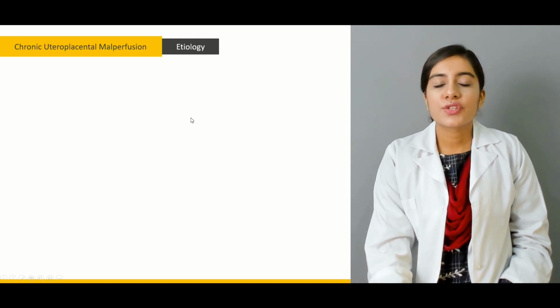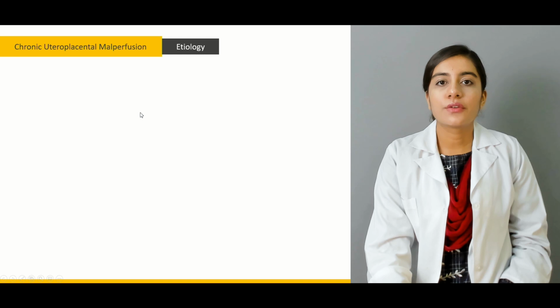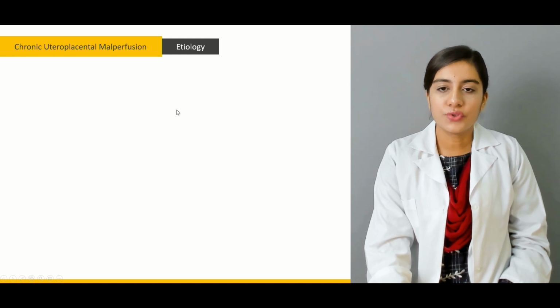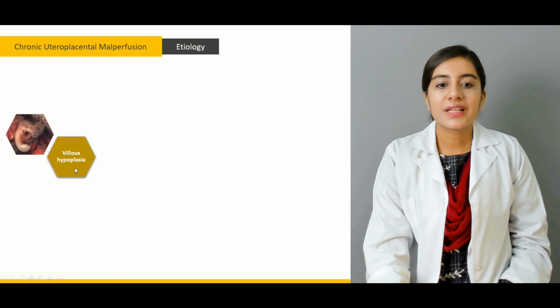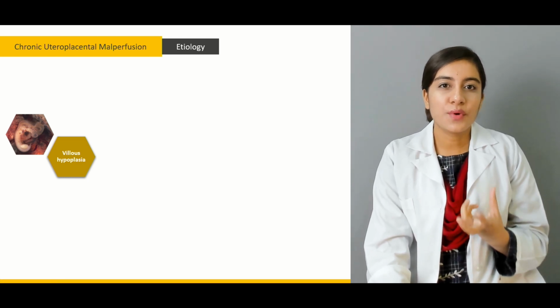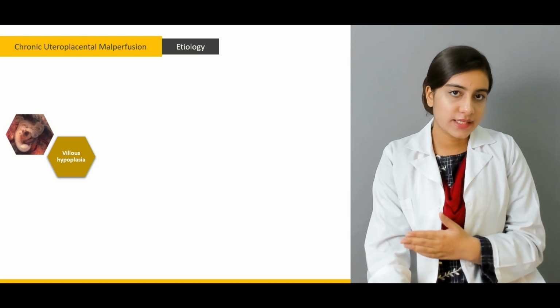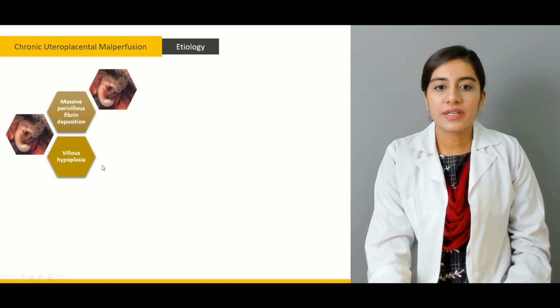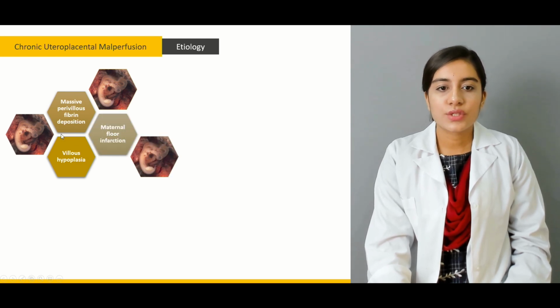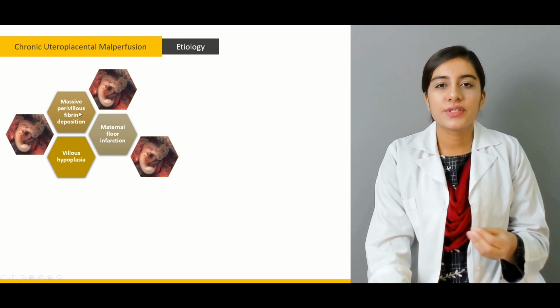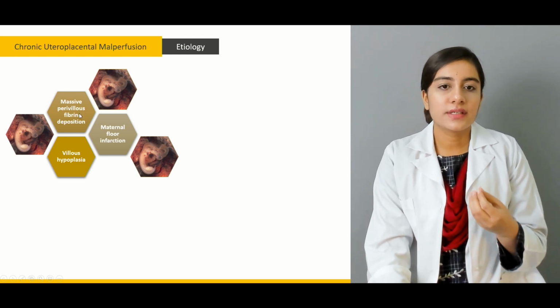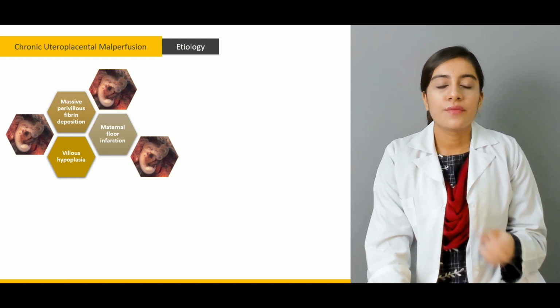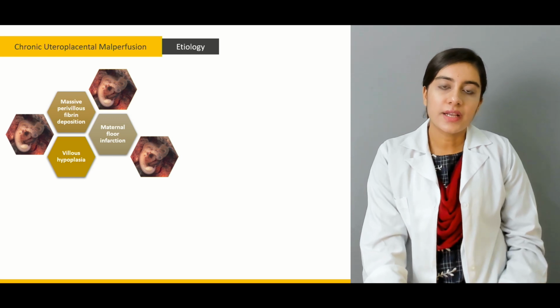Okay, now there are so many etiologies of chronic uteroplacental malperfusion. The first one is villous hypoplasia. We will be looking at how villous hypoplasia looks in the next slides. Then we have massive perivillous fibrin deposition. How this fibrin deposits itself over there and how it appears under the microscope will also be seen in the next slides.